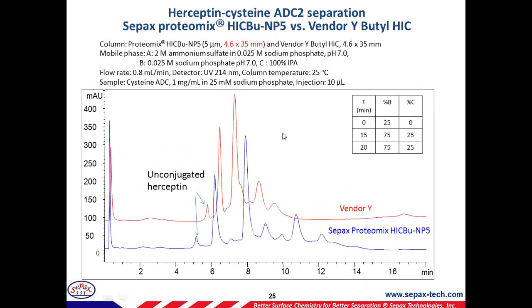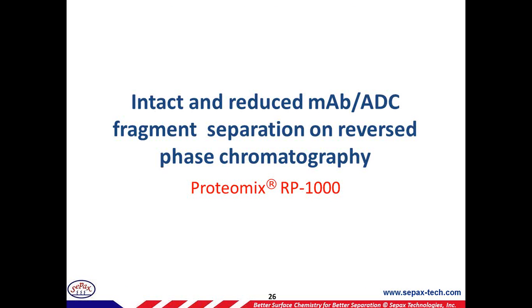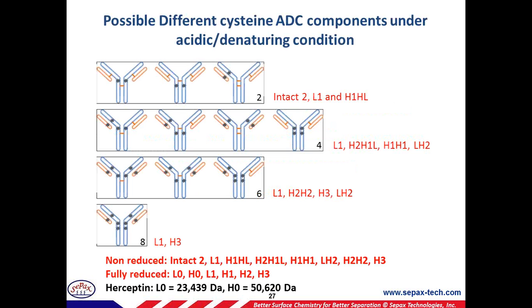Let's move on to the intact and reduced mAb and ADC fragment separation on the reverse phase. What we have here is a polymer-based reverse phase with 1,000 angstrom pores, so very suitable for very large biomolecules. As you have seen in these slides before, these are the possible different cysteine ADC components under the denaturing condition, but not reduced. So fully reduced, you only have 1, 2, 3, 4, 5, 6: the L0, H0, L1, H1, H2, H3. But with not reduced, you have many, many different possibilities. Not necessarily all in a sample, but maybe the possibility is there.